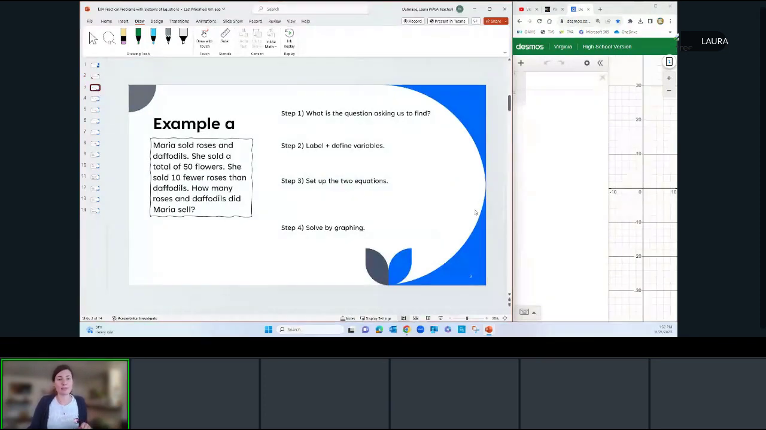Maria sold roses and daffodils. She sold a total of 50 flowers. She sold 10 fewer roses than daffodils. How many roses and daffodils did Maria sell?